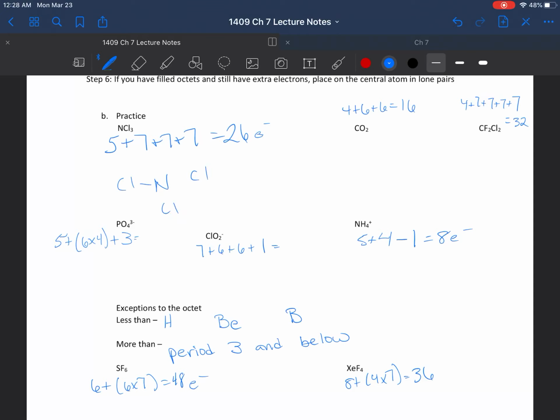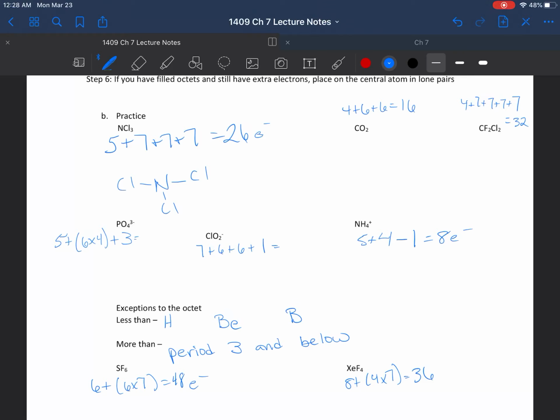We need to connect them with single bonds. Now that's going to be, let's see, 2, 4, 6 electrons. We still have 20 more to go. We're going to place them to fulfill octets, and I would always start with the outer atoms. Use that center atom last. That'll help you later on.